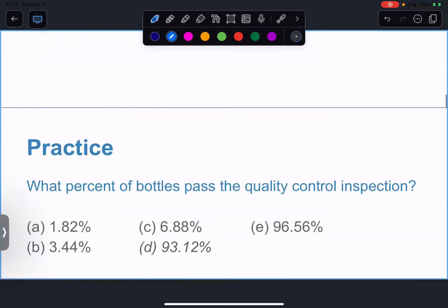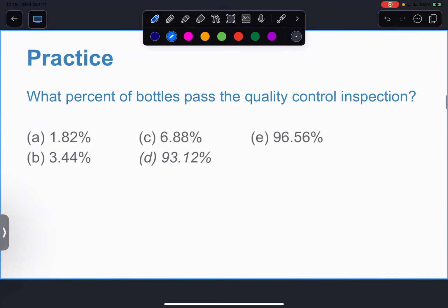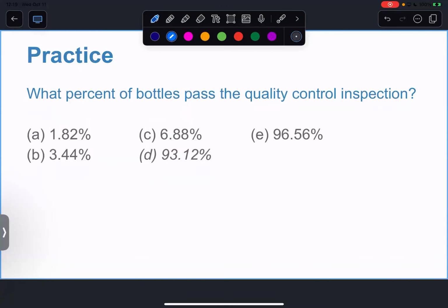I'll leave you with this practice problem where we'll pick up on Monday, I guess. Wow, crazy. Which bottles pass the quality control inspection? Now you're finding areas under the curve. You got it. We'll pick up there. If you have any questions, let me know. Otherwise, I'll see you on Monday.